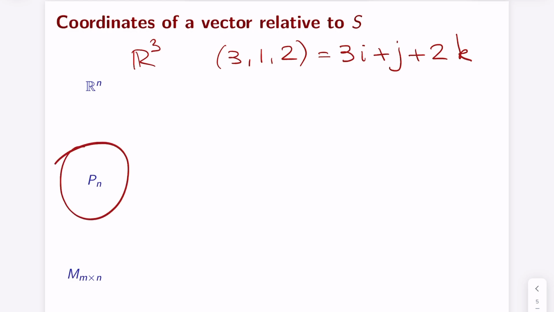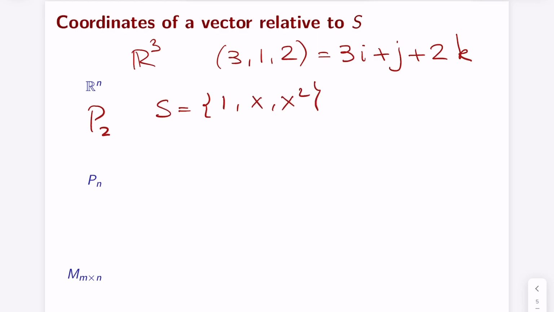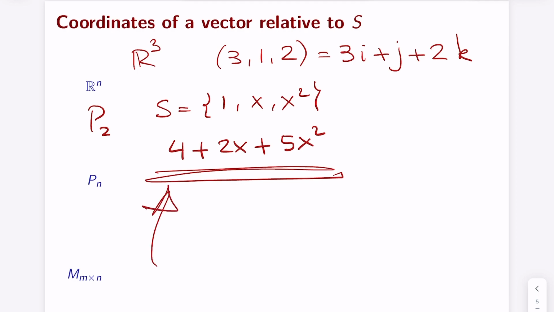So what about the polynomials? For instance, let's consider P2, whose standard basis is the set 1, x, x squared. So if I have the polynomial, let's say 4 plus 2x plus 5x squared, you should write the polynomials in this order. Now, in linear algebra, the polynomials are always written like this, starting with the smallest degree to the biggest one.